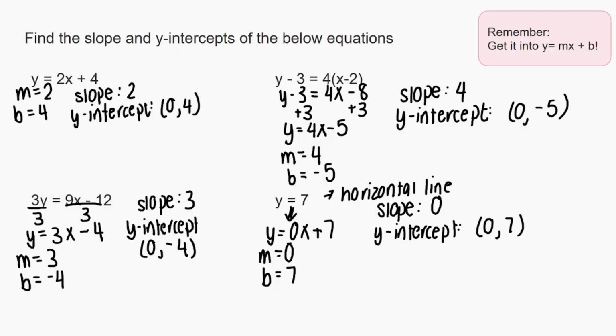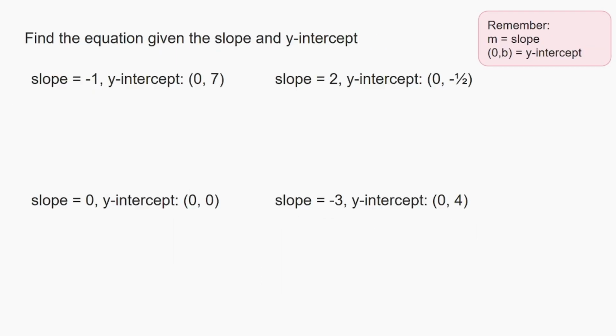Also, if we think about this, y equals 7 is a horizontal line, which means no matter how much x changes, y is always going to be 7. So it should make sense that the slope is 0, because it's basically 0 divided by whatever change in x you have, which is going to be 0. Now, let's practice doing the reverse.